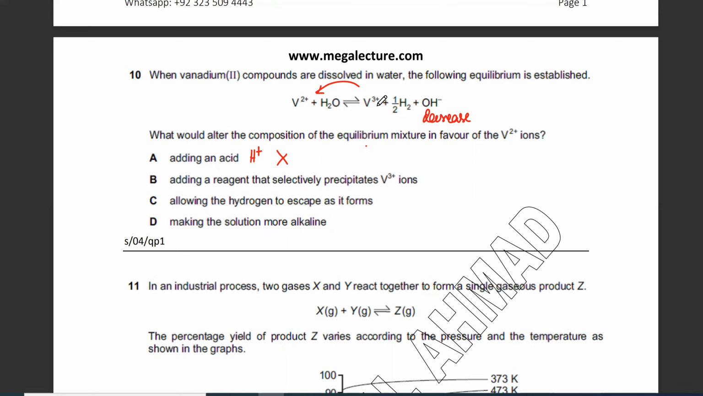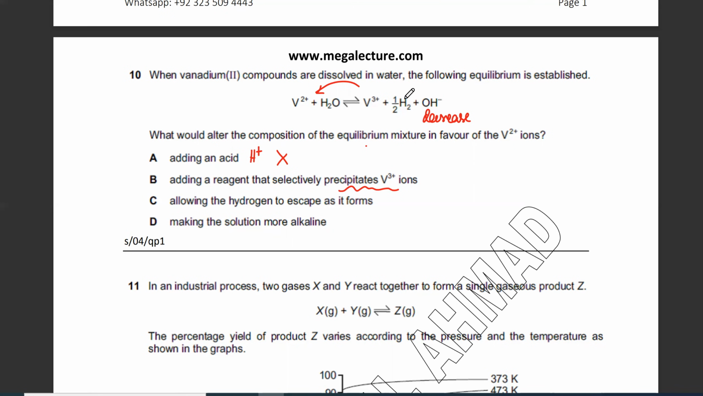Right side. Okay, so that's again wrong. It's because all the V3+ ions would be gone, they would form a precipitate. So the equilibrium would try to make more V3+ ions. It's going to try and do the opposite, and it's going to shift to the right, allowing the hydrogen to escape as it forms.